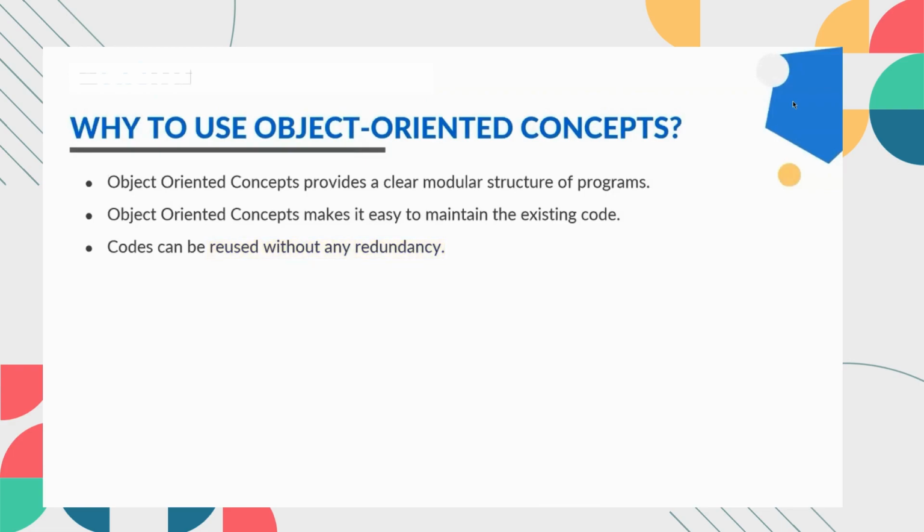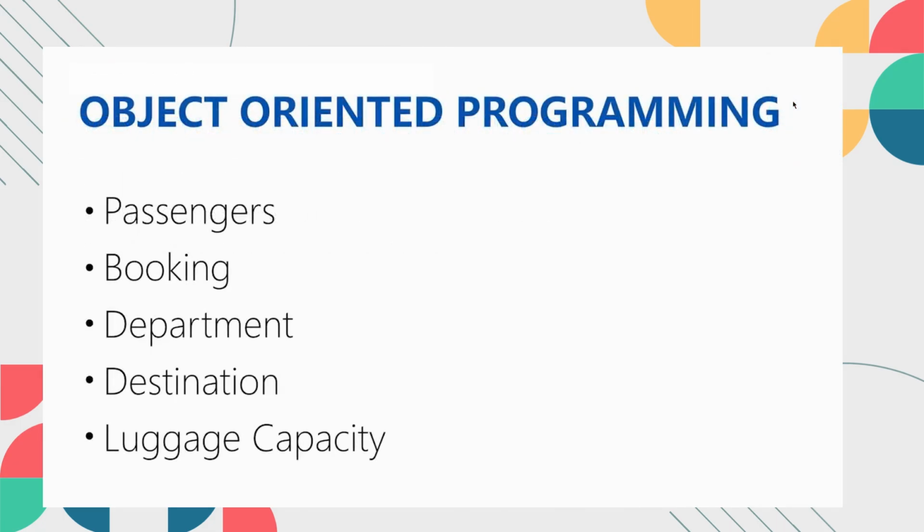Also, object-oriented programming aims to mitigate the drawbacks of the procedural way, and we focus more on data, such as an object. Objects are real-world entities which have a state and behavior. For example, in the case of a flight management system, passengers, the booking department, destination, and luggage capacity become the objects, and these objects represent the real-world entities, which makes it easier to understand and visualize the real-world problem.